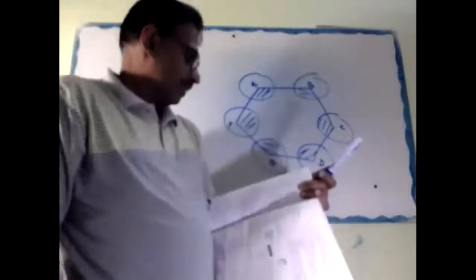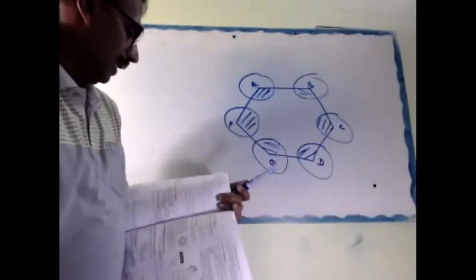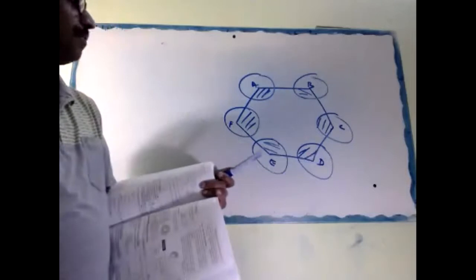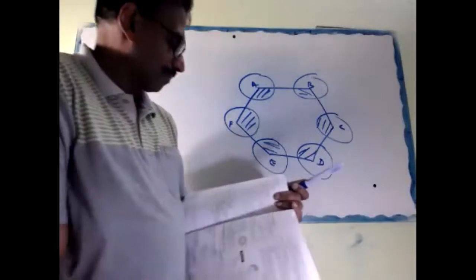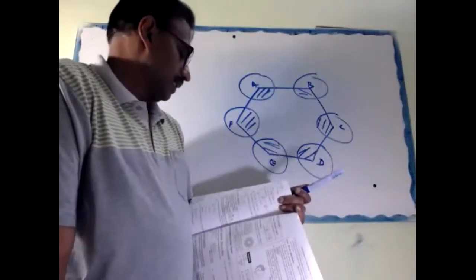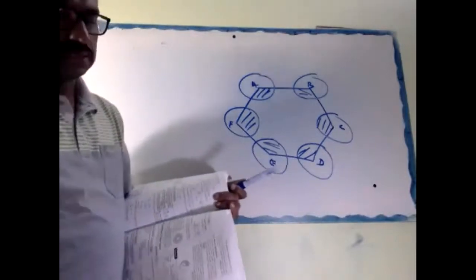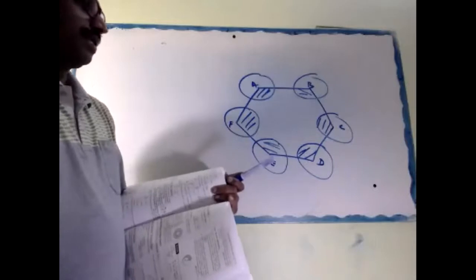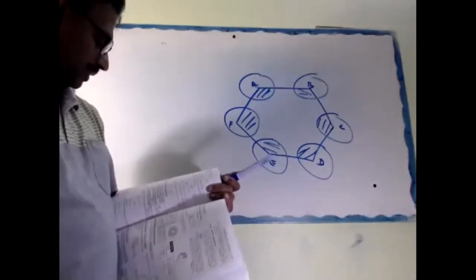Question again. ABCDEF is a regular hexagon with vertices A, B, C, D, E, F as centers of circles of same radius. Same radius R. Find the area of the shaded portion. Okay, try now.